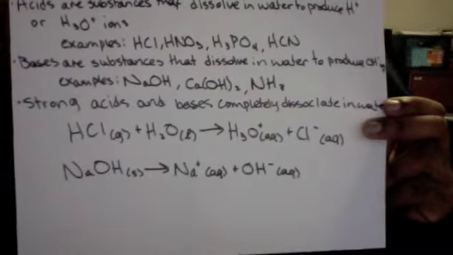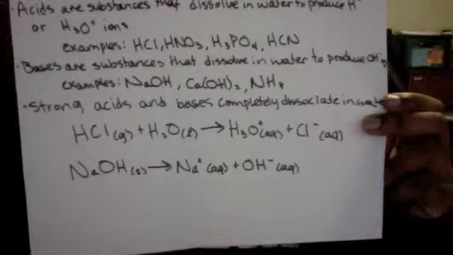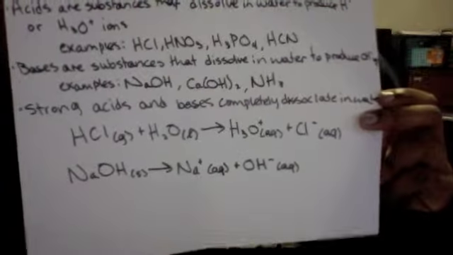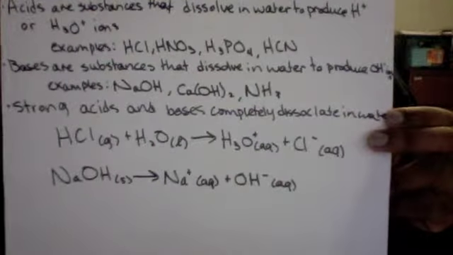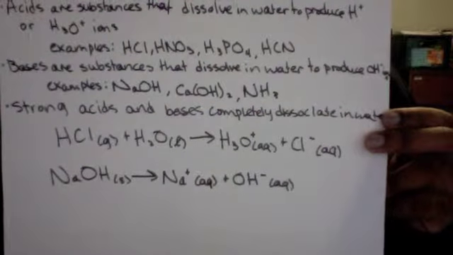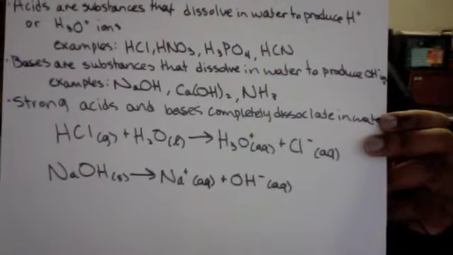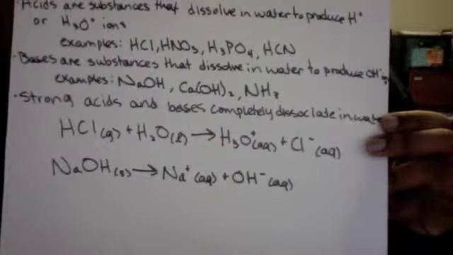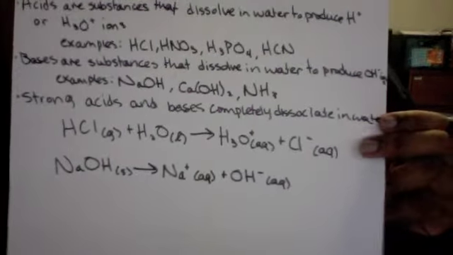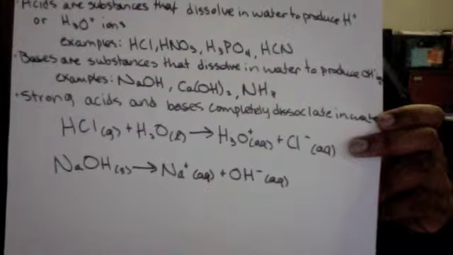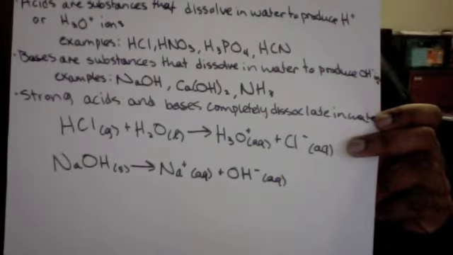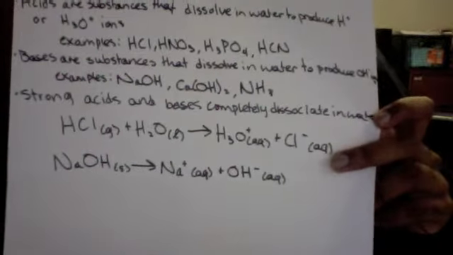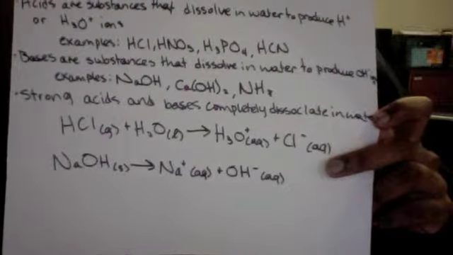Bases are substances that dissolve in water to produce the OH minus ions. Examples of those we have NaOH, Ca(OH)2, and NH3. Strong acids and bases completely dissociate in water. We have two acid-base equations down here as well. First one, hydrochloric acid and water as reactants, and we have our base down here, NaOH.